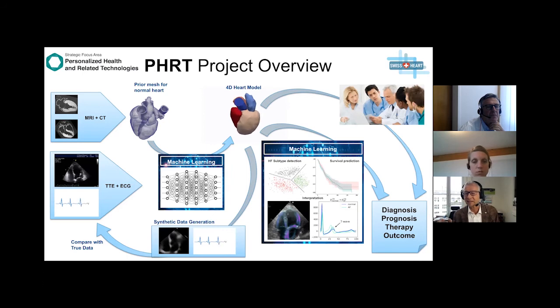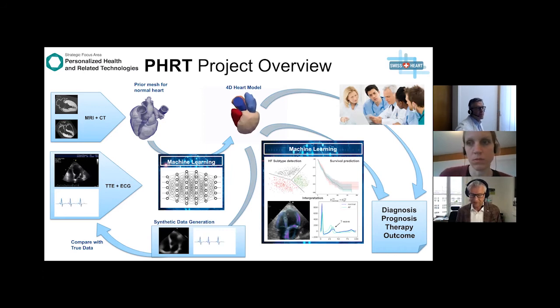But in the end, the clinical impact is what counts. And so these heart models should also give doctors a better way of analyzing the situation of the patient, and be supported by other types of machine learning features like subtype detection, survival prediction, and the interpretation of the data.